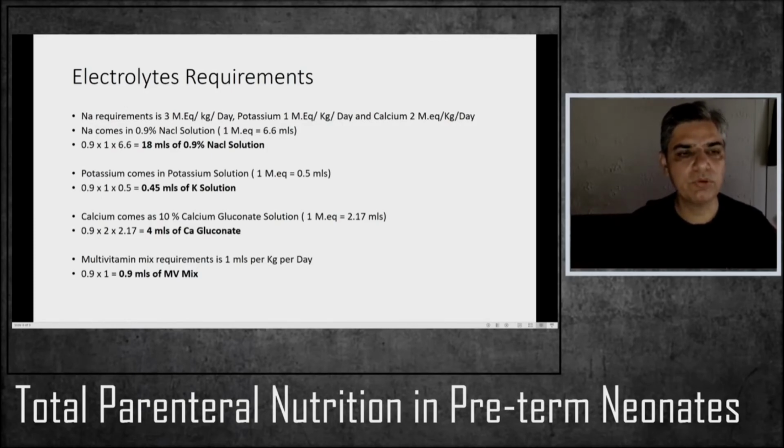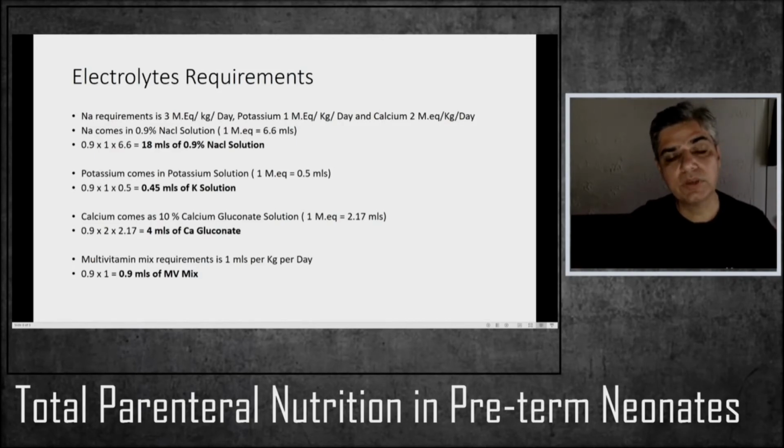But at the same time, you know that 1 milliequivalent is equal to 6.6 mils. So if we do the calculation, 0.9 into 1 into 6.6, it comes out to be 18 mils of 0.9 sodium chloride solution. So you will need 18 mils of NaCl solution.